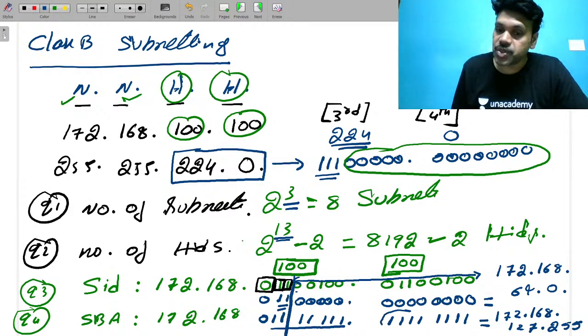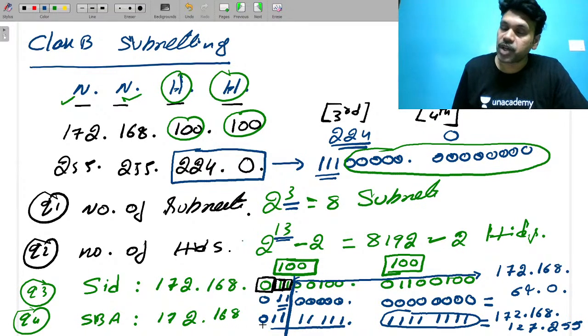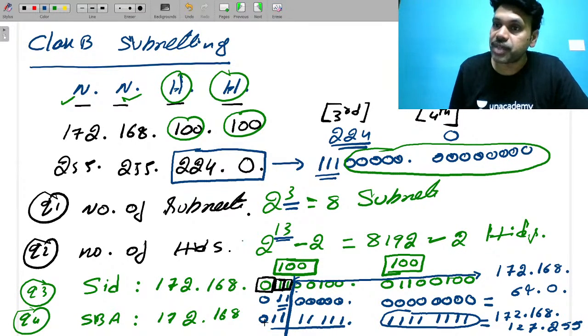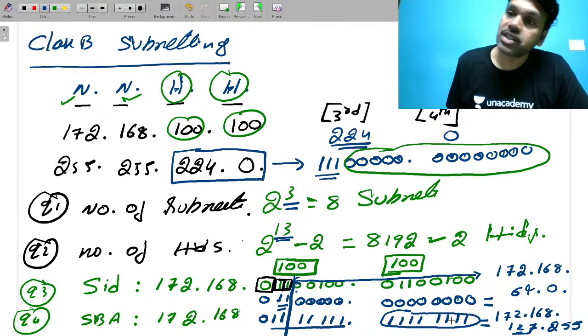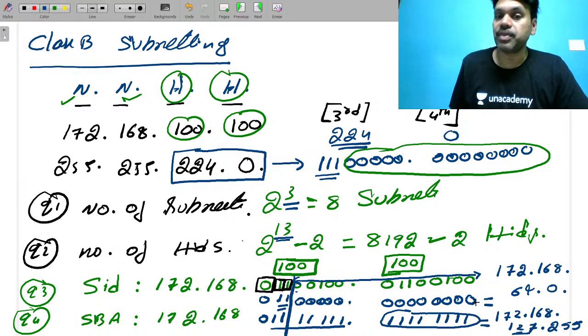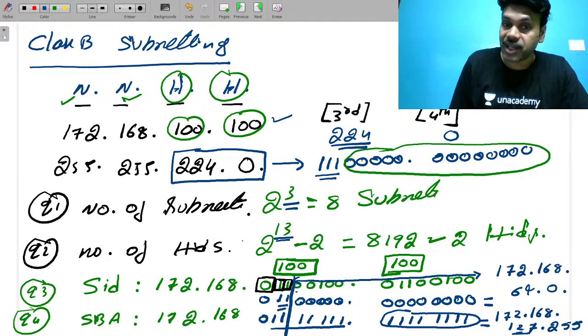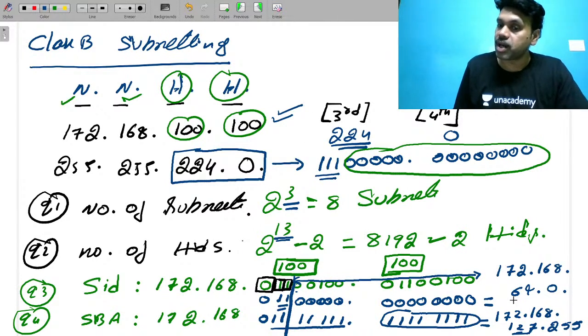All ones means 255. Here also not all ones, the 128 bit is off, that's why 255 minus 128 gives you 127 in the third octet. The last octet is all ones, hence it is 255. So for the given IP, you got the subnet ID and the subnet broadcast address.